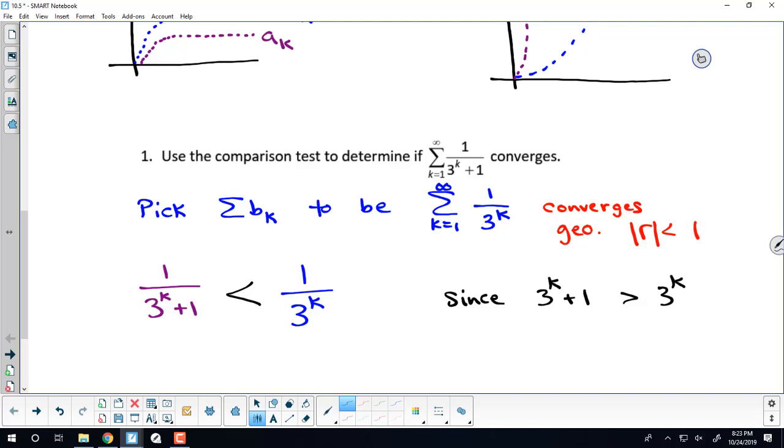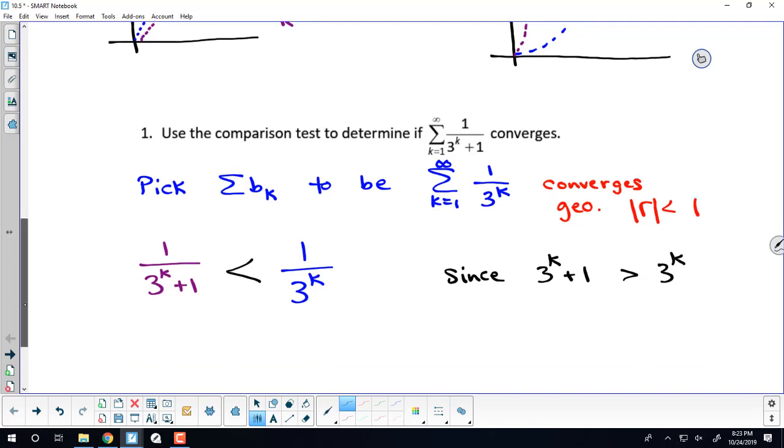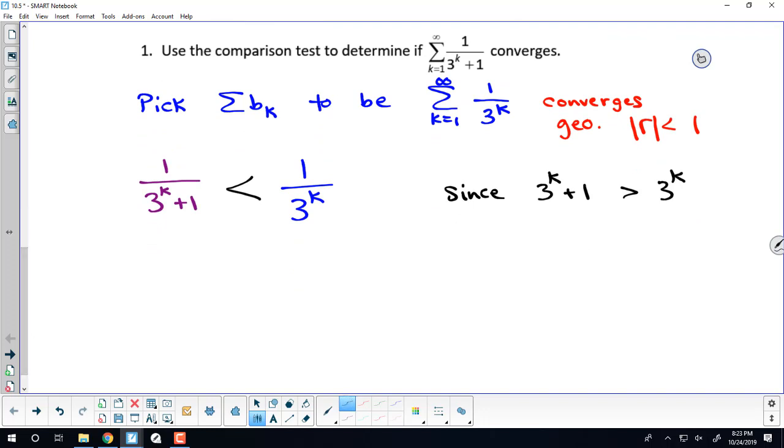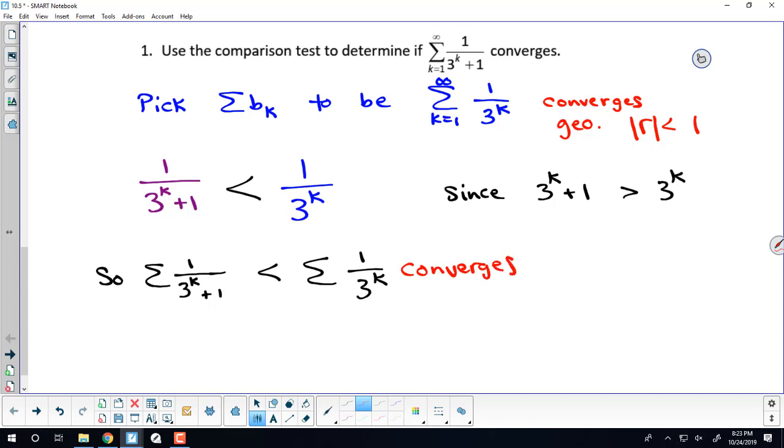All right, so that's what we need to do. We've got a comparison between the series given and the chosen series, which converges. So the series for 1 over 3 to the k plus 1 is less than the series for 1 over 3 to the k. So this sum is less than this sum. And we know this series converges. So our series that we're dealing with is less than a convergent series, which means what?